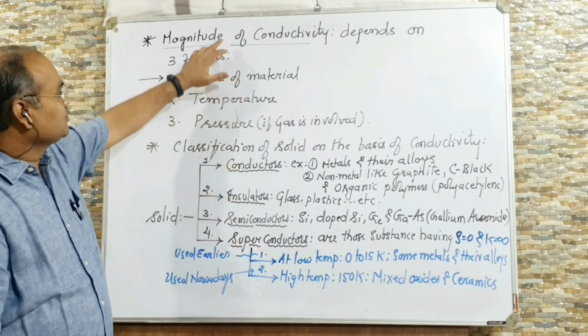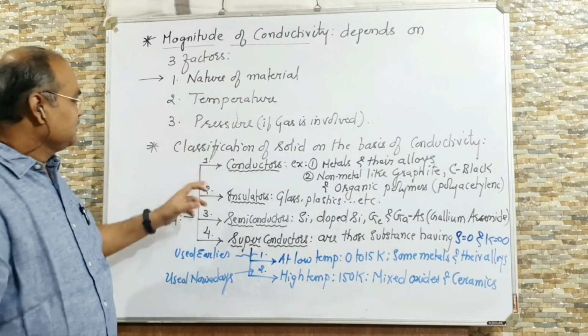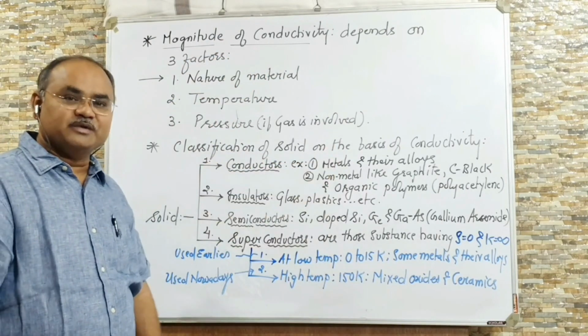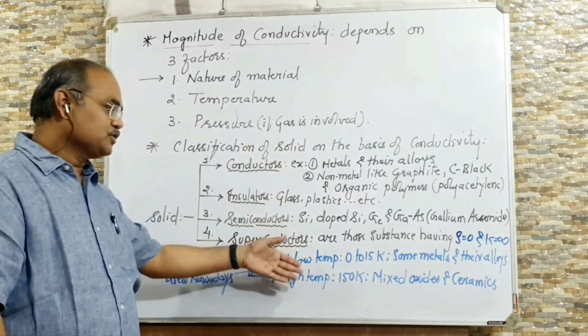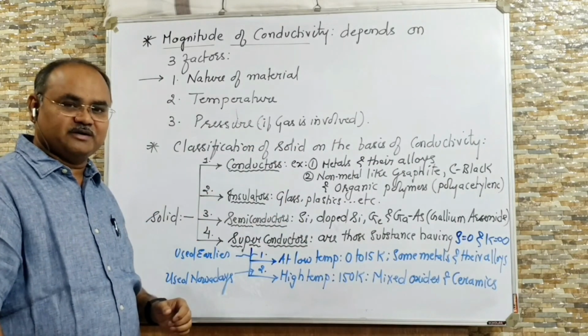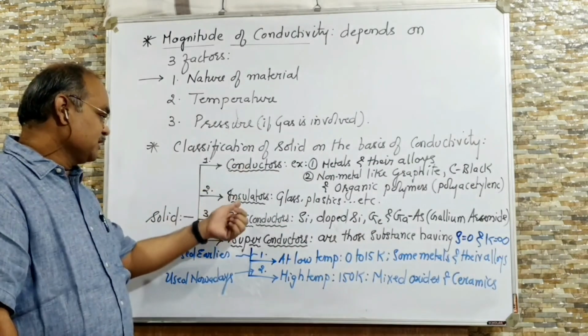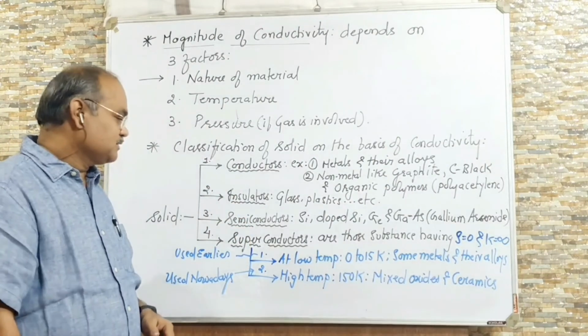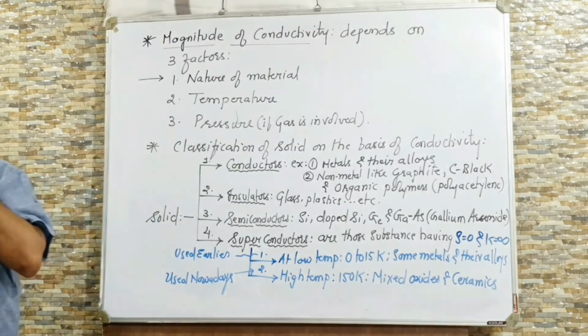So this was about magnitude of conductivity and classification of solids on the basis of conductivity. 4 types of solids are classified on the basis of conductivity. Three you already know: conductors, insulators, and semiconductors. Right? You can go through it.